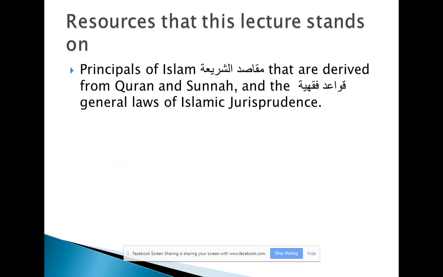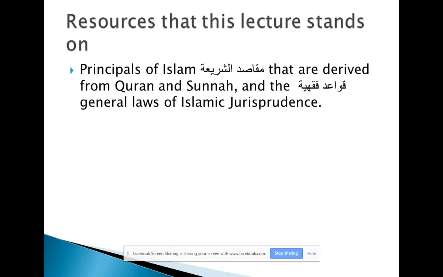The resources that this lecture stands on, number one, Maqasid al-Sharia, the principles of Islam. When I say resources, of course there are the general resources: Quran, Sunnah, Ijma', Qiyas, the words of the Sahabi, Al-Istihsan, all these different things. But those are the principles. So I'm not going to make this a fiqh or usul al-fiqh class. We're here just trying to understand the priorities and how they're laid out.